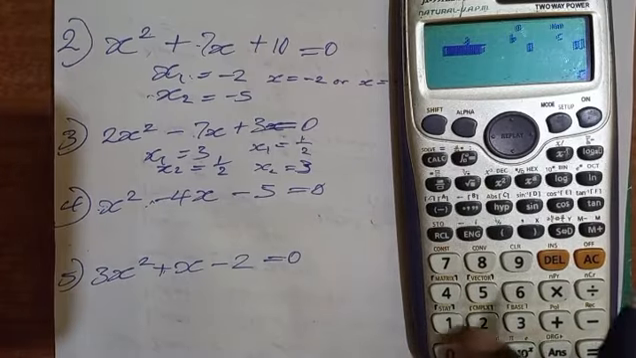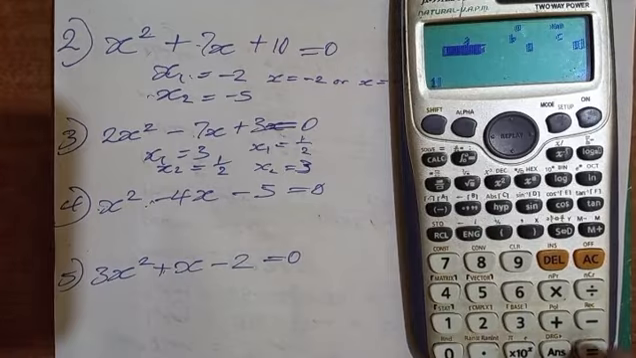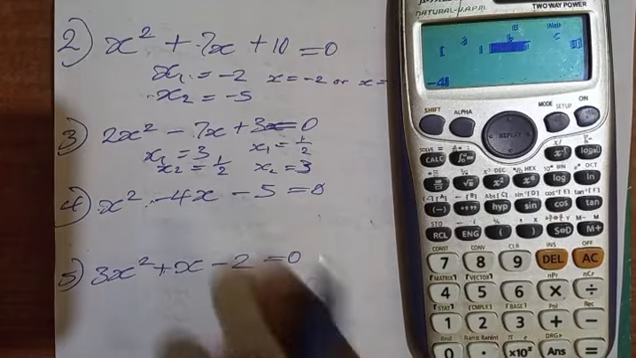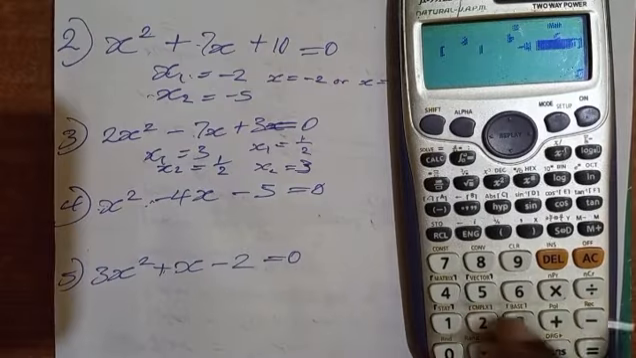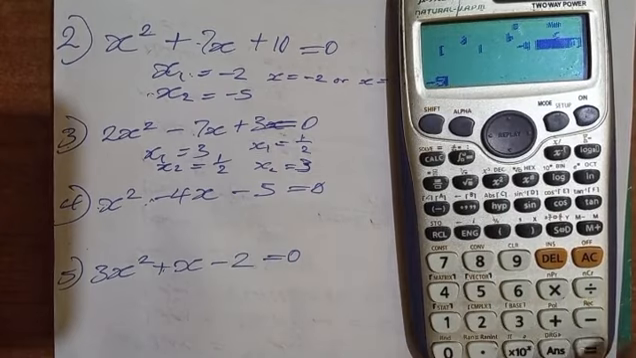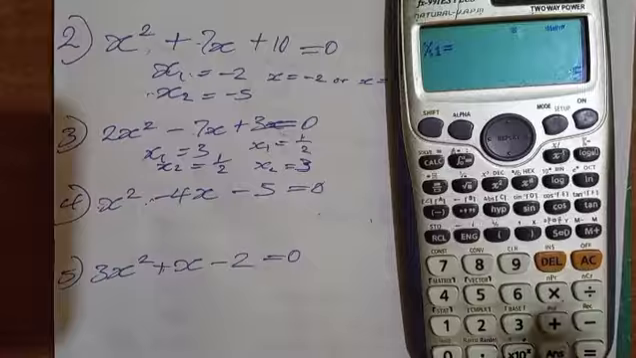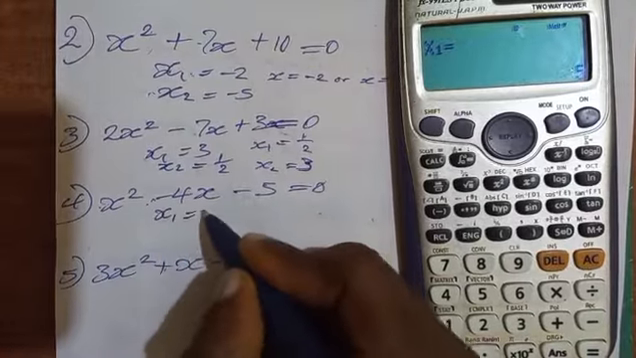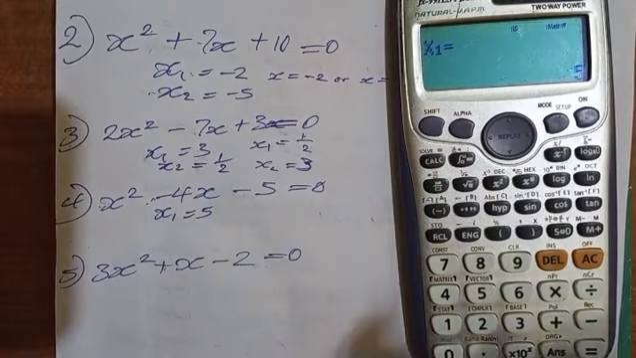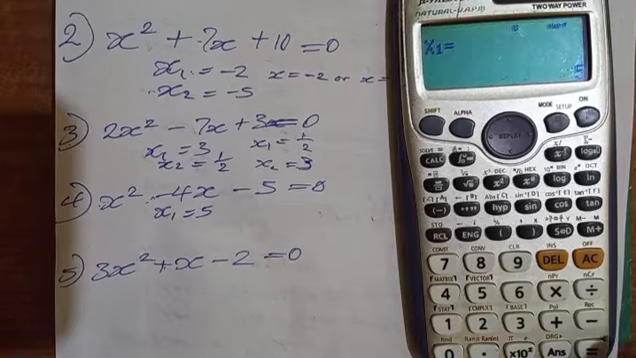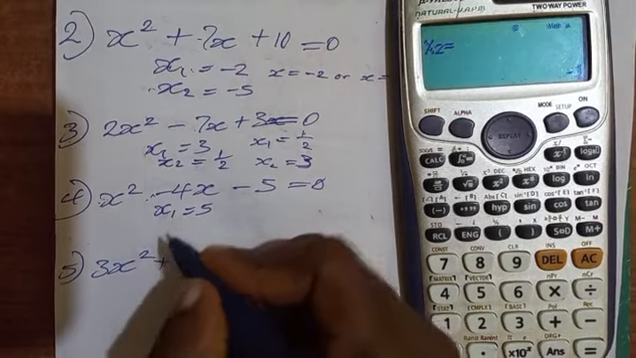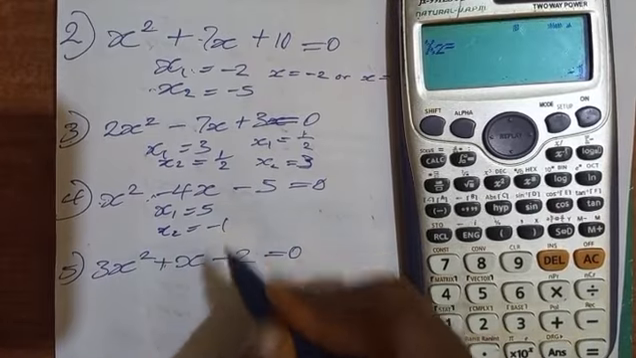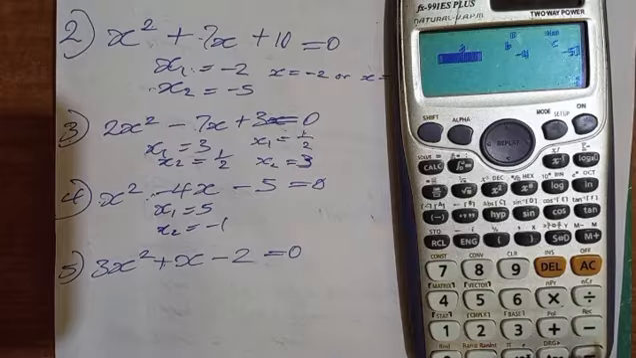And moving on to number 4, we have x squared, this one is minus 4, minus 5, equals, then it will bring out x1 equals 5. Press the equals sign again the second time to give you x2 equals minus 1. That's it.